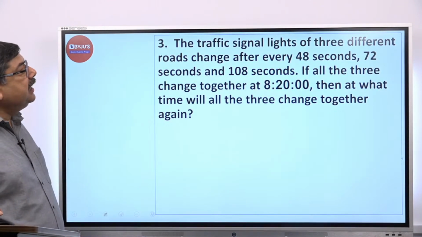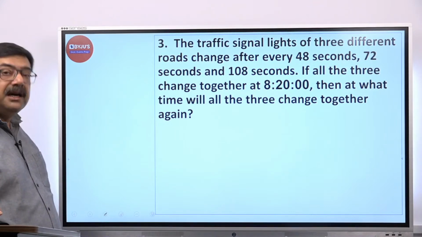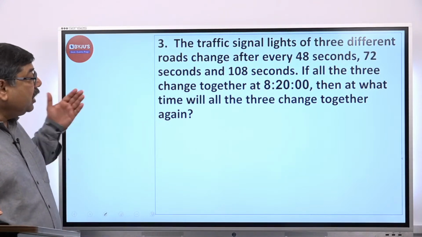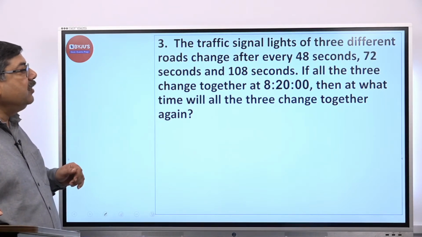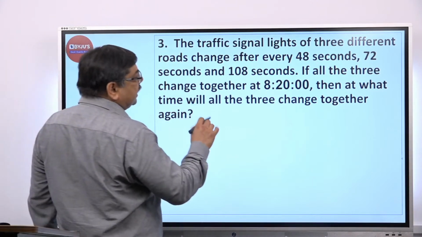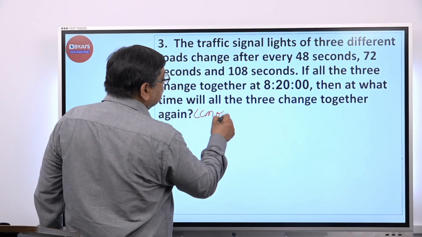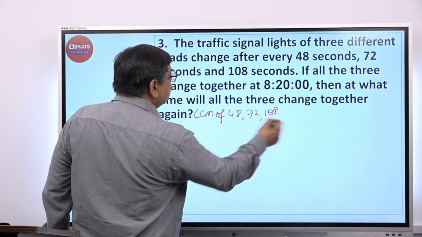Now, the traffic signal lights of 3 different roads change after every 48 seconds, 72 seconds and 108 seconds. If all the 3 change together at 8:20, then at what time will all the 3 change together again? Okay. So basically you have to find out the LCM of 48, 72 and 108. That's what you need to find out.